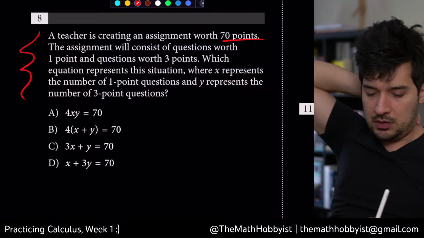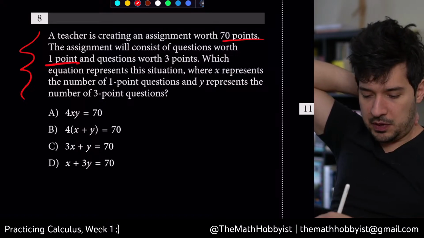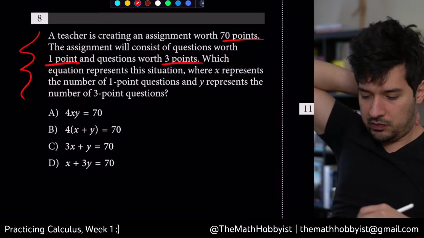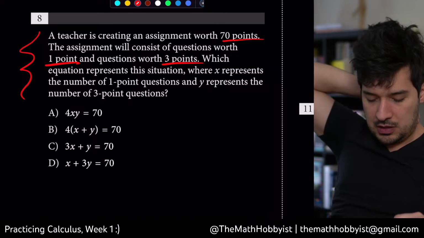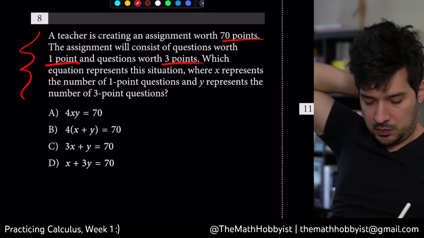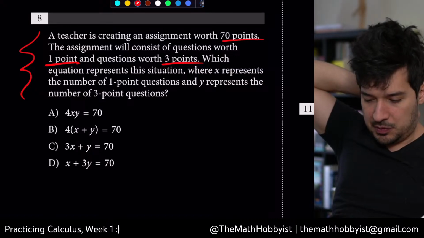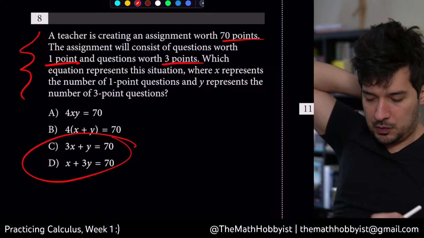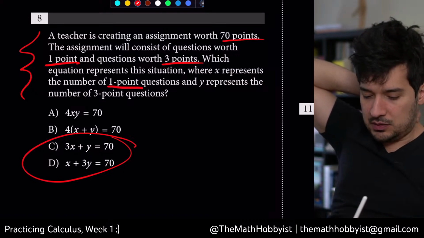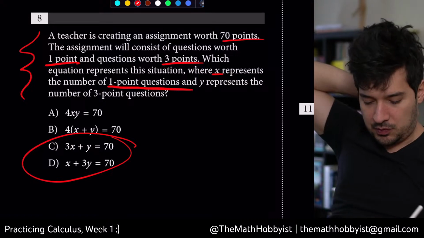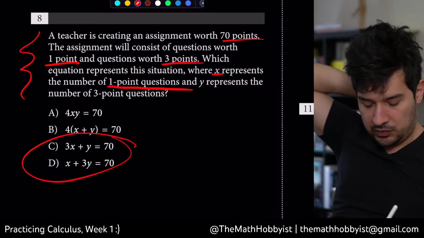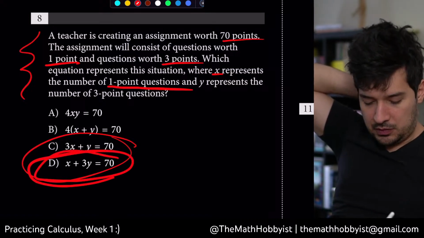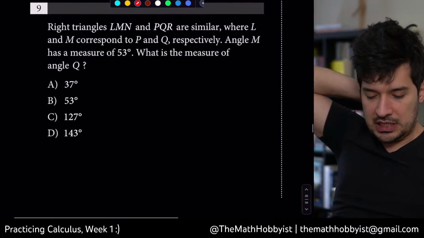All right, so assignment, questions worth 1 point, questions worth 3 points. Okay, so some of them are 3 points, some of them are worth 1 point, and the total is worth 70 points. So I saw quickly that these both work, and now I need to know, does x represent 1 point or 3 points? So x is the 1 point question, so our answer is D.